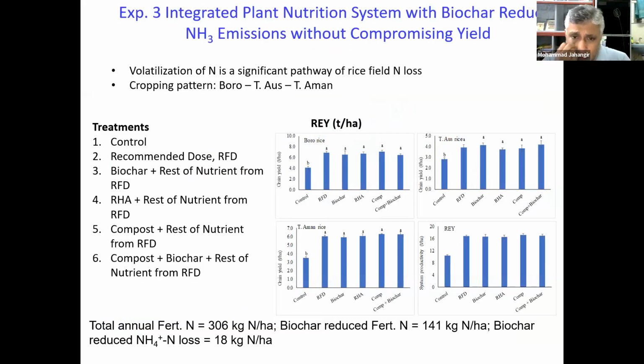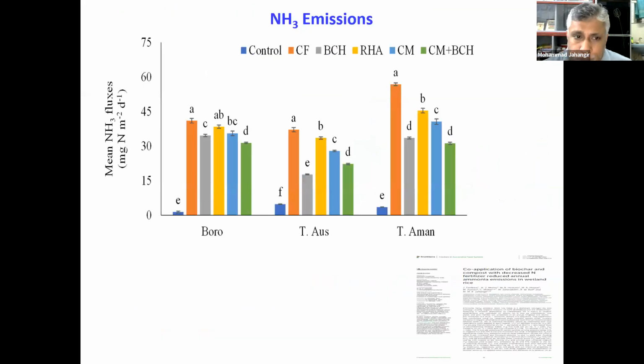Okay, an example of using biochar here. If we use biochar and reduce fertilizer application, there is no reduction in yield. That means by using biochar, we can supplement chemical fertilizer. In this example, you see the Boro, Aush, and Amon three-rice system. This is the biochar applied plot. We can see here a significant reduction in ammonia volatilization loss in biochar used plots.